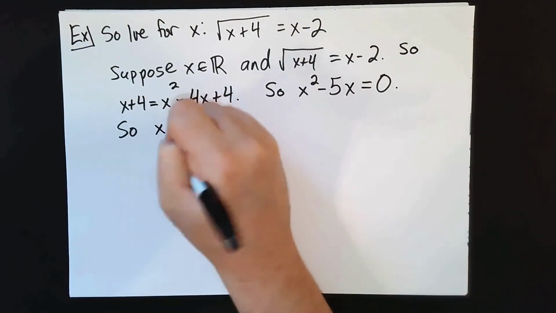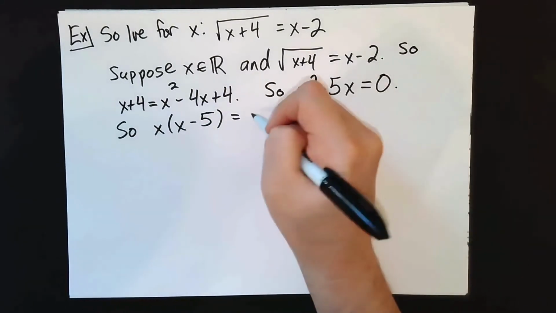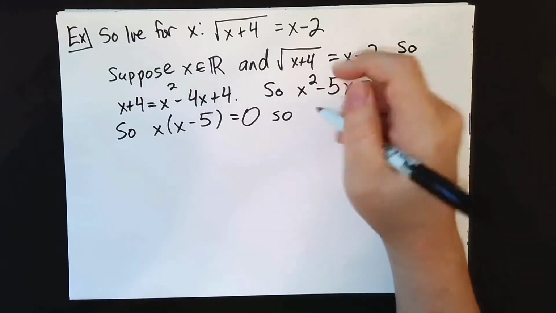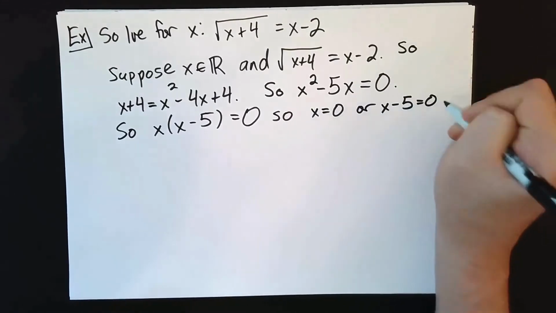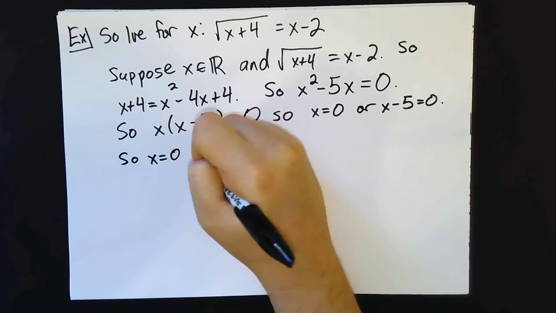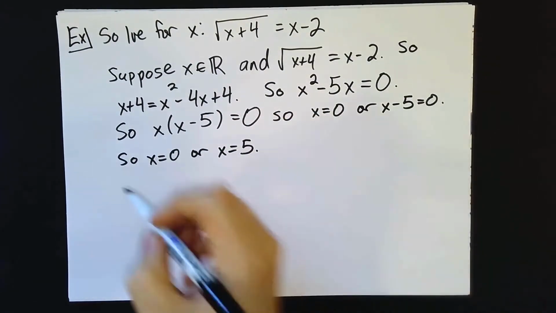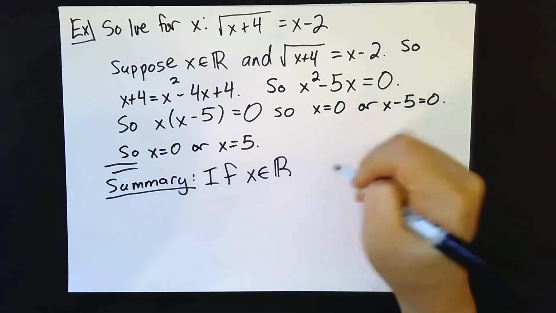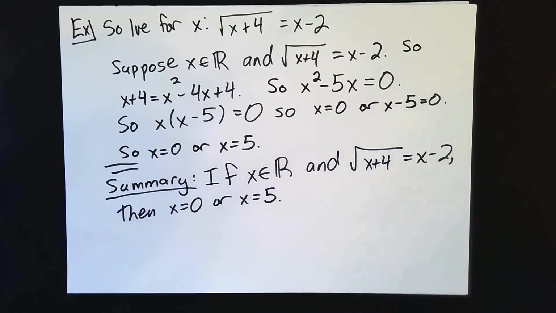So x times x minus 5 equals 0. And so, by our logic, x is 0 or x minus 5 is 0. And so, x is 0 or x is 5. And so what have we proven here? We have proven here that if x is a real number, and the square root of x plus 4 is x minus 2, then x is 0 or x is 5.